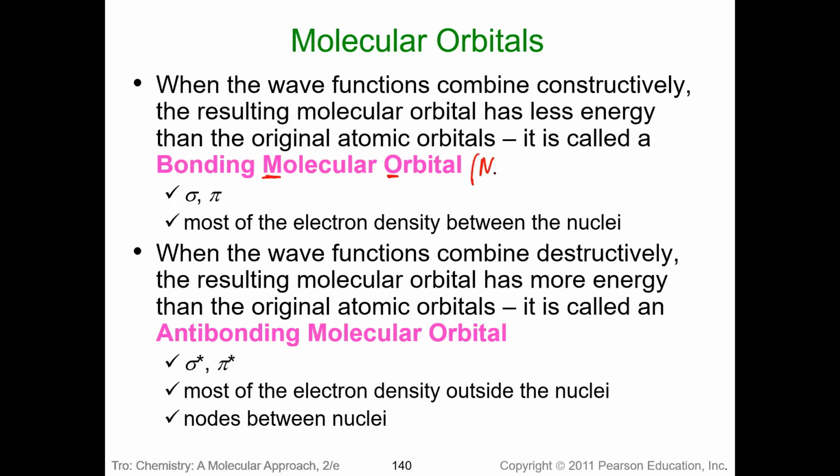You'll see we call it MO, right? Molecular orbital. And it can either be a sigma or a pi. And most of the electron density is in between the nuclei. And I'll show you a picture of this in just a second.